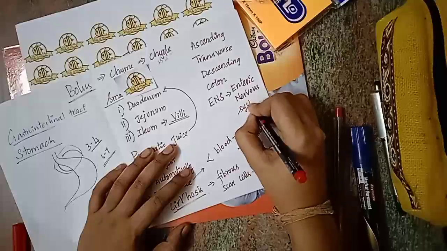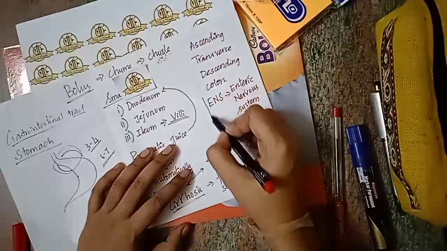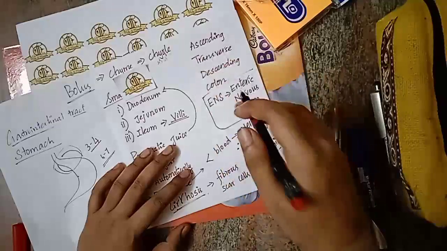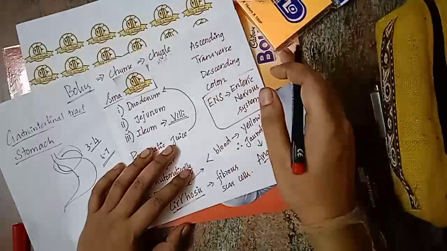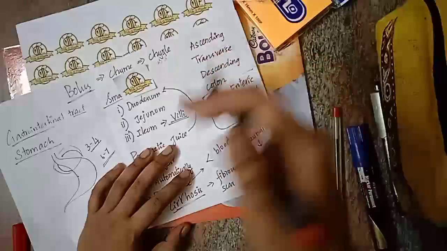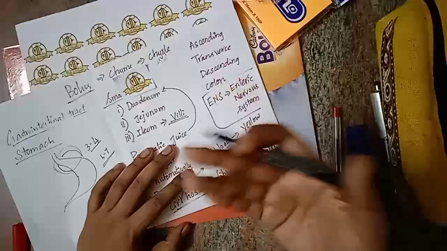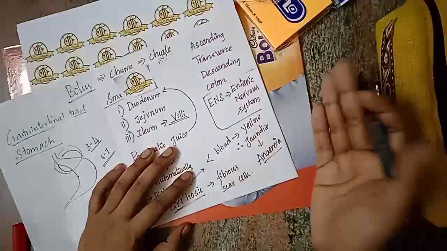So it will send a message. If the food is digested, these hundreds of nerves which are present in this system will send a message to the brain that the food is digested and it can be sent out. And the brain will again send a message to recheck whether it is completely digested, and it will give a recheck and the food will be sent out.